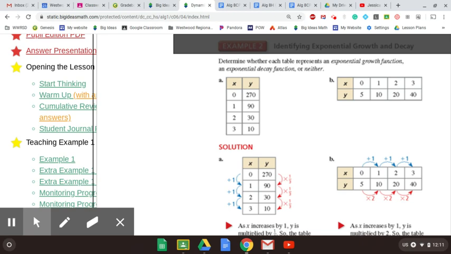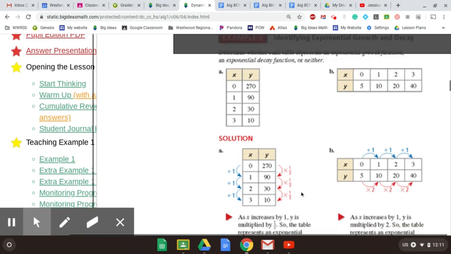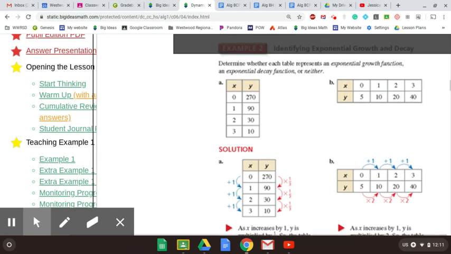So we're looking to see what can we multiply by 270 to get to 90? What can we multiply to get from 90 to 30? And then what can we multiply to get from 30 to 10? And you can see here we're multiplying by 1/3. Just be careful, you do not want to say divide. You're always multiplying in exponential functions, so we're multiplying by 1/3. So since the numbers are being multiplied by a constant amount, this is definitely an exponential function.